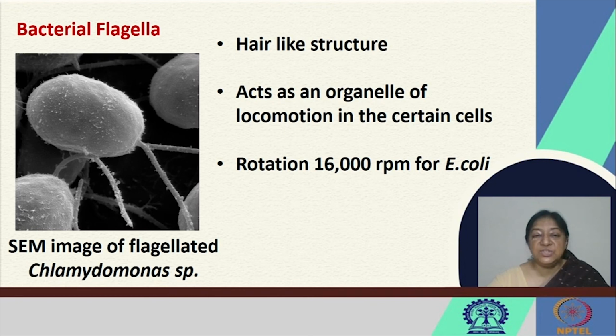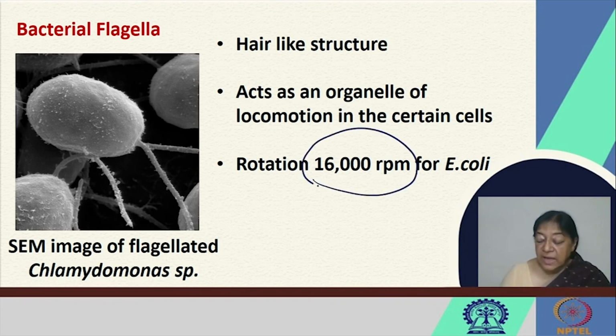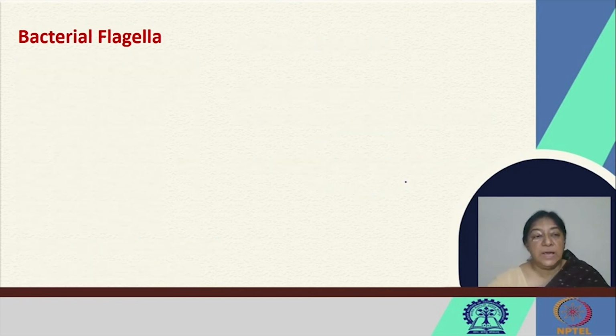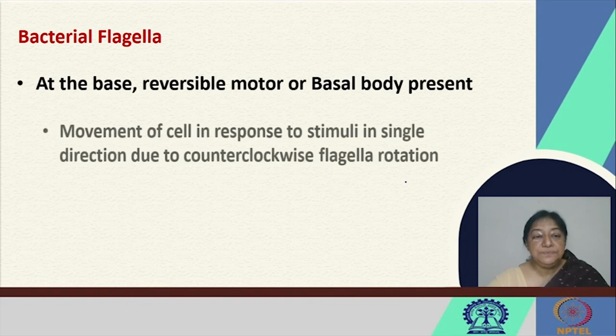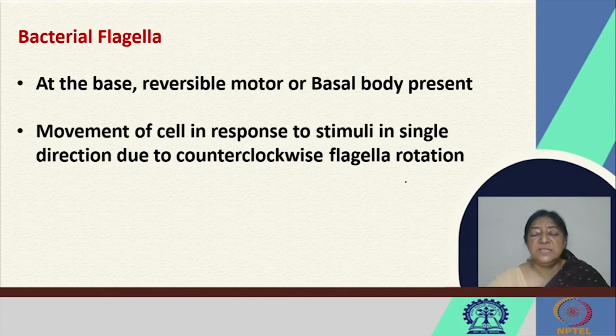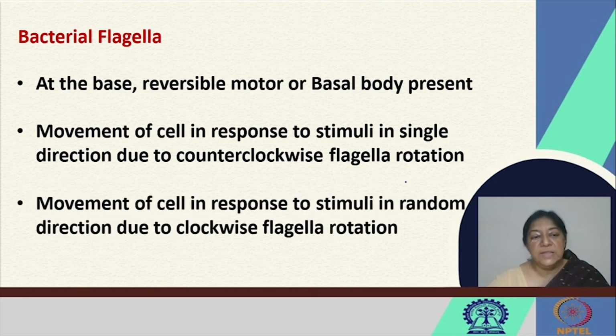The other rotary protein that is important is the bacterial flagella. It is a hair-like structure. It acts as an organelle of locomotion in several cells. And here also there is a very high rotation for the E. coli. The flagella are at the base. It has a reversible motor, and the movement of the cell in response to stimuli in a single direction is due to the counterclockwise flagellar rotation. This movement of the cell in response to the stimuli occurs due to clockwise rotation.